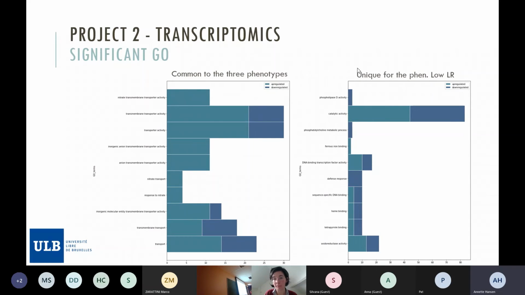nitrogen situation. While I also checked on the phenotype with low lateral roots if there was something interesting specific to this phenotype. As you can see, there's nothing related to nitrogen or to ion transport. But I was pretty impressed from the fact that there are a lot of catalytic activities here, which would be nice to investigate.